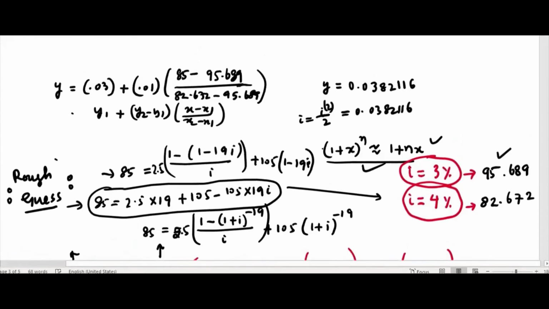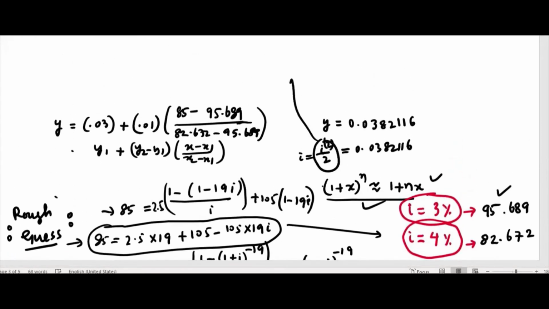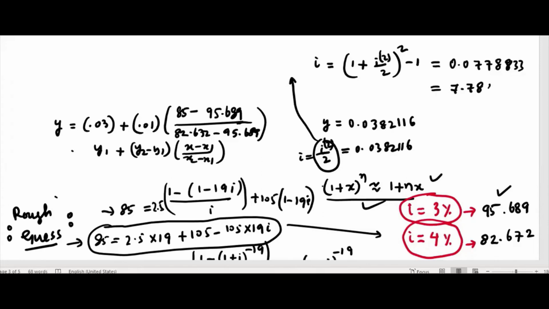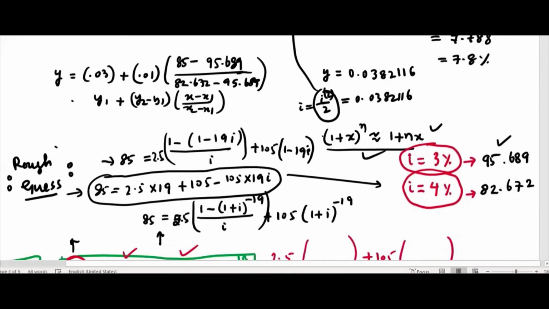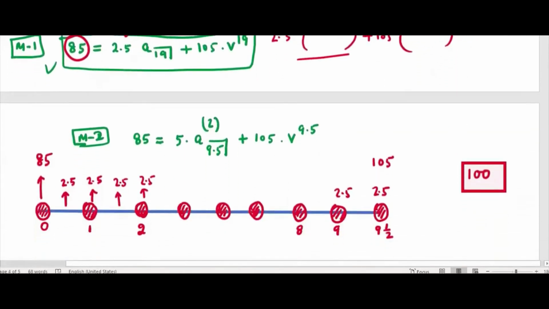Now you have to find your I. If you find, then 1 plus I is 1 plus I2 by 2 to the power 2, minus 1. So you do this 1.03, square it and subtract 1, 7.788. Okay, that is 7.8%. You can say we got 7.8% by this method.